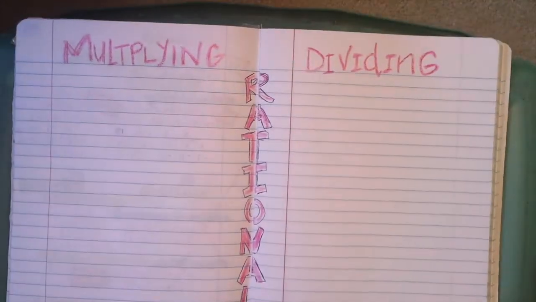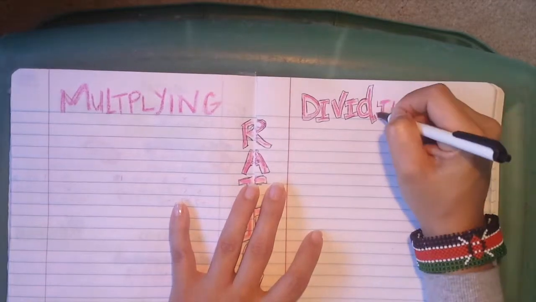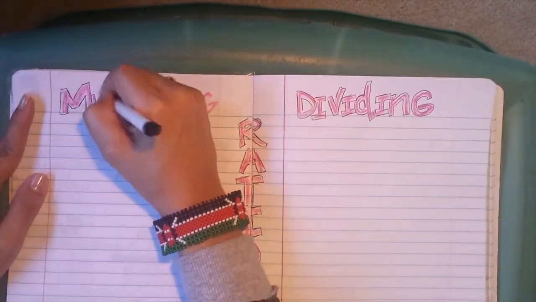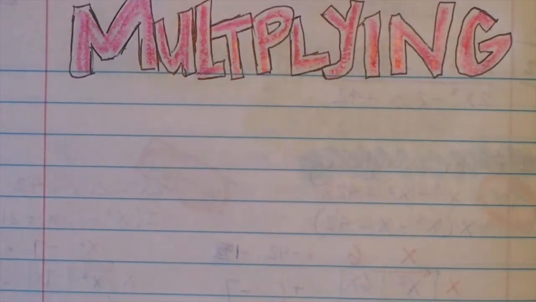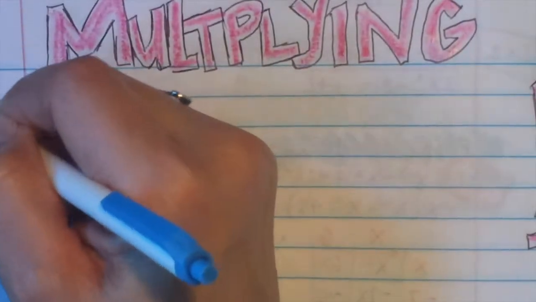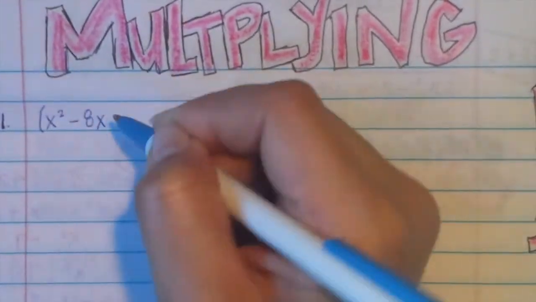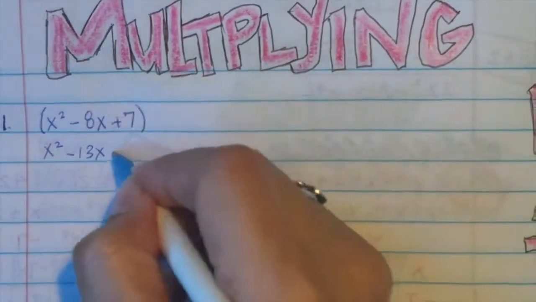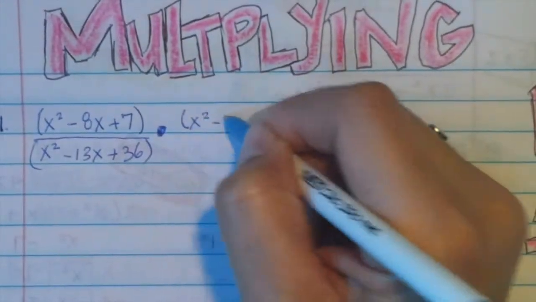So this is multiplying and dividing rational expressions. All rational expressions are just expressions in the form of a fraction. When we're looking to multiply, divide, add, and subtract rational expressions, we're doing the same thing we would do with fractions if we were just normal numbers. So let's look at an example. Again, it's just an expression in terms of a fraction.